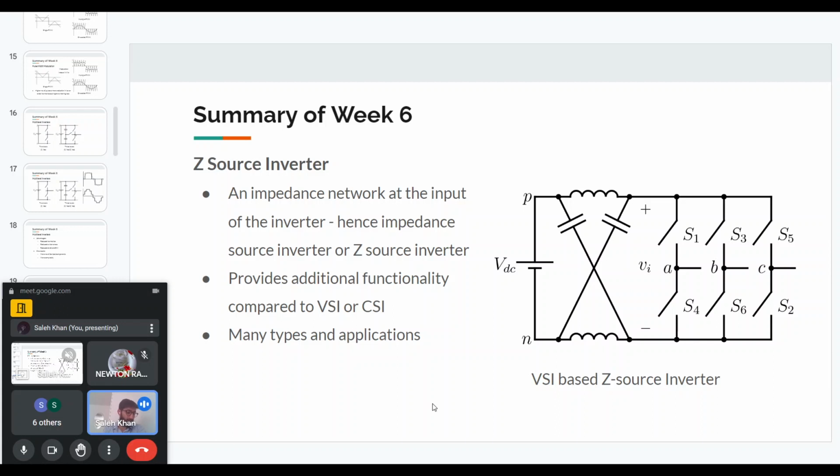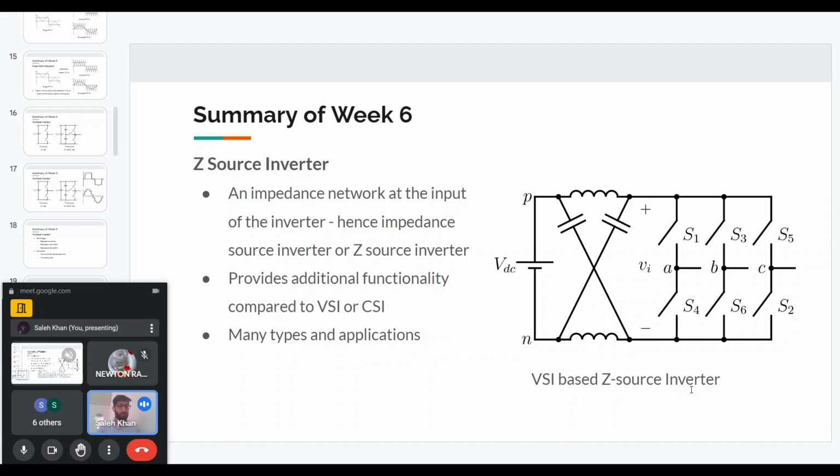So lastly, we have the Z source inverter. There are different types of Z source inverters. Here I have shown a VSI based one. That means there is a voltage source, and the switches will be just like the VSI switches, like an IGBT plus anti-parallel diode, or a MOSFET, or thyristor plus anti-parallel diode. So this is a VSI based Z source inverter. Between the DC voltage source and the inverter half bridges or inverter legs, we will have an impedance network. Hence it is called Z source or impedance source network.